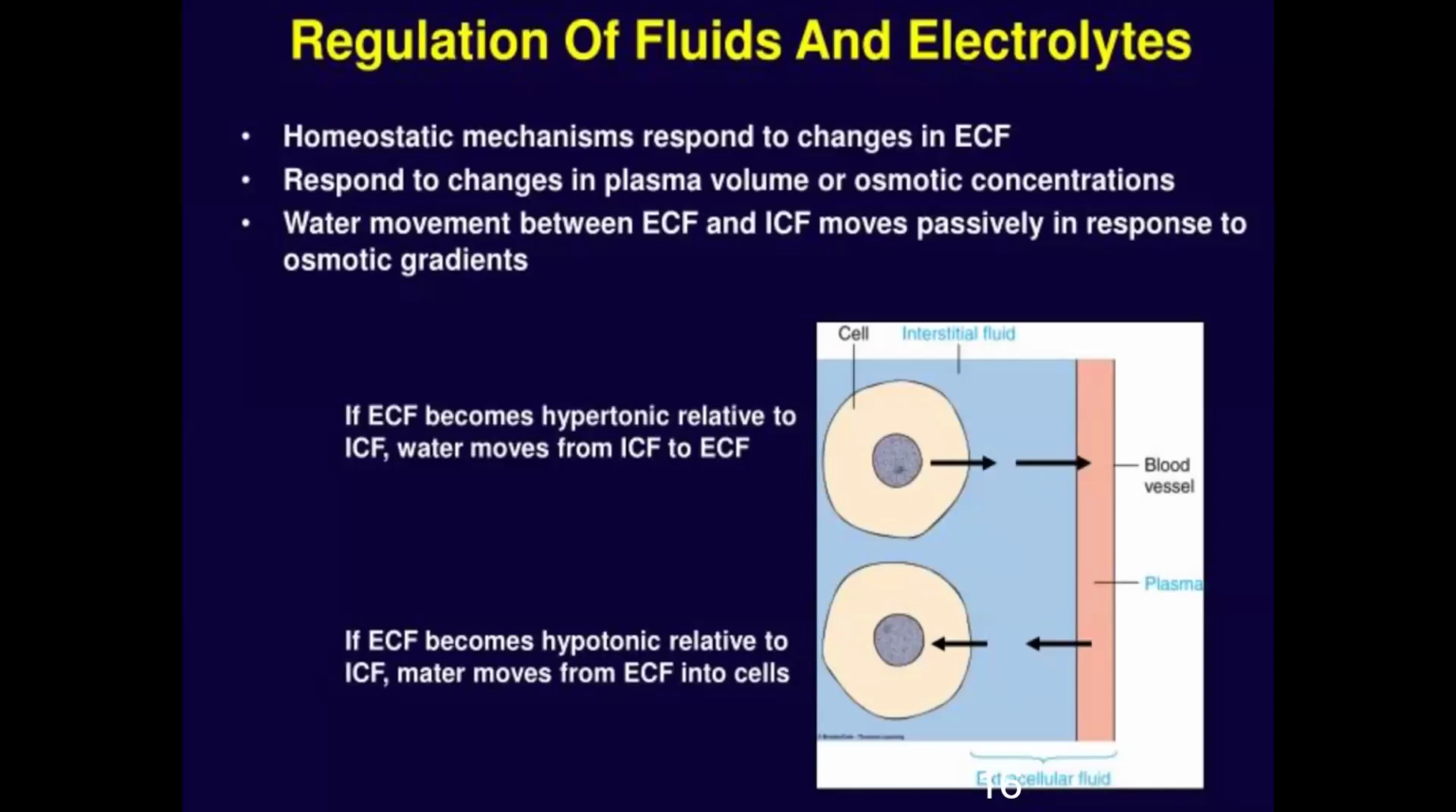Homeostatic mechanisms respond to changes in extracellular fluid, and they respond to changes in the plasma or the osmotic concentrations. Water movement between extracellular and intracellular fluid moves passively in response to that osmotic gradient. If the extracellular fluid is hypertonic, or concentrated relative to the ICF, then the water is going to move from the ICF to the ECF. If the ECF becomes more hypotonic, or less concentrated relative to the ICF, then the water will move from the ECF into the cells.